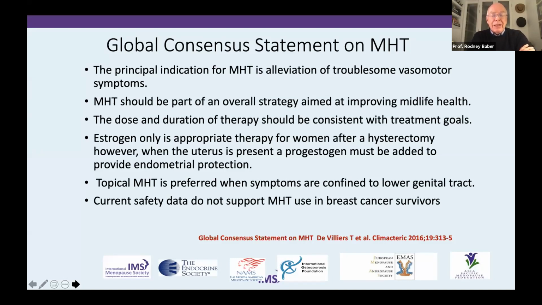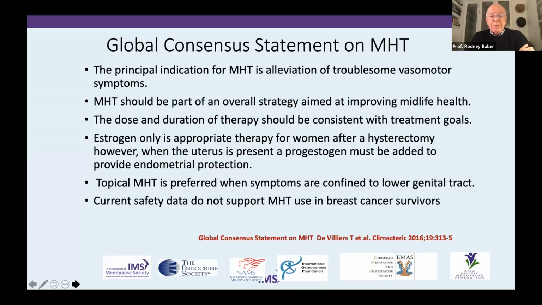But now we have a clear consensus agreed upon by experts from all over the world, and these are the key motherhood statements, if you like. The principal indication for MHT is the alleviation of troublesome vasomotor symptoms, but it should be part of an overall strategy aimed at improving midlife women's health. The dose and the duration of therapy should be consistent with your treatment goals. There is no mandatory stopping point.